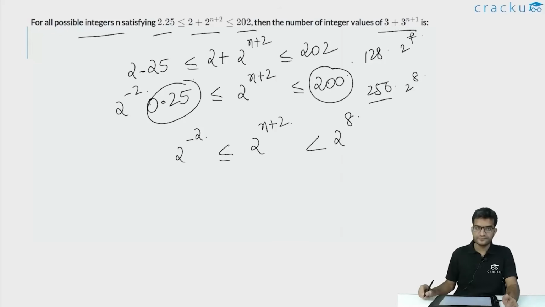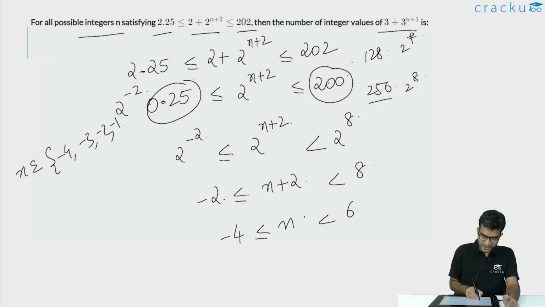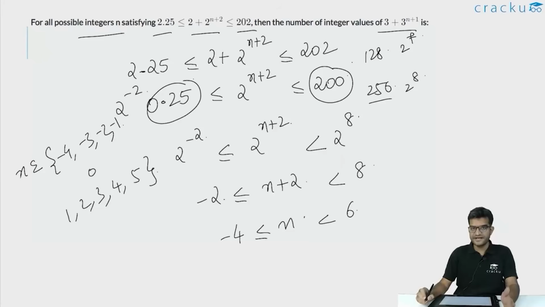Or the value of n plus 2 is greater than or equal to minus 2 and this is less than 8. Or the value of n is greater than or equal to minus 4 and this is less than 6. So the values that n can take are minus 4, minus 3, minus 2, minus 1, 0, 1, 2, 3, 4 and 5. These are all the values that n can take.